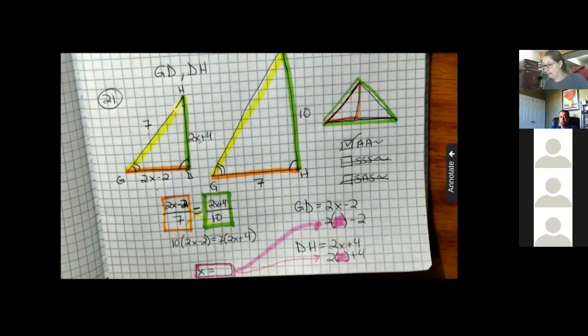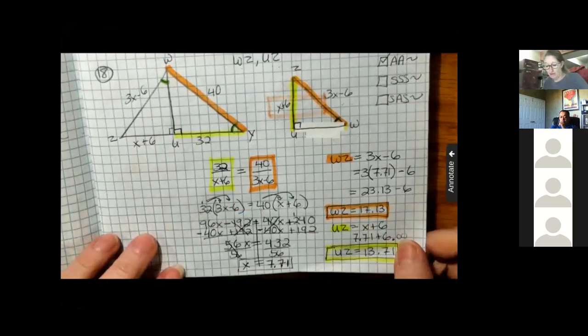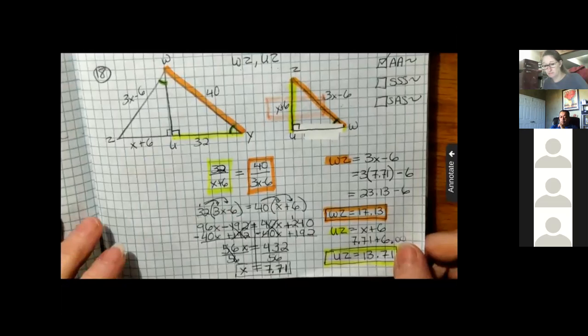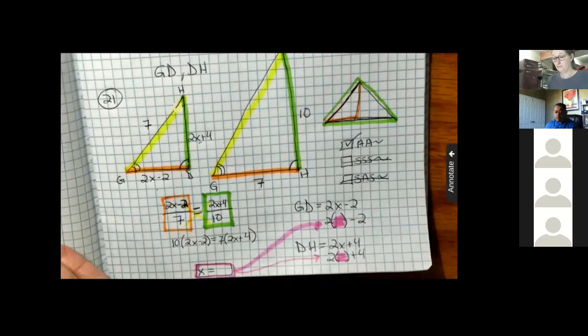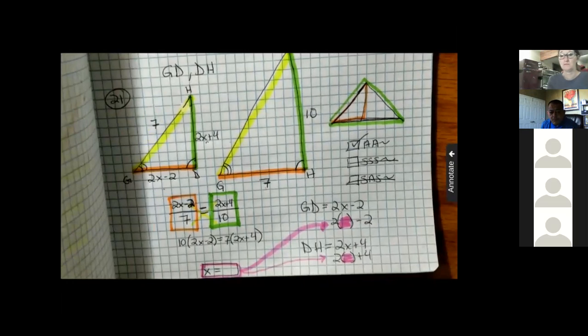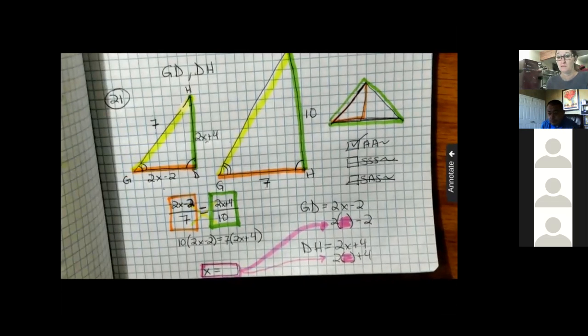And I don't think any of our similarities today, they were all angle, angle, angle. Yeah. So they look like side angle side, right? The fact that it's not variable on the side, it didn't help. Yeah. You have to set up for angle. Yeah. So. Okay.